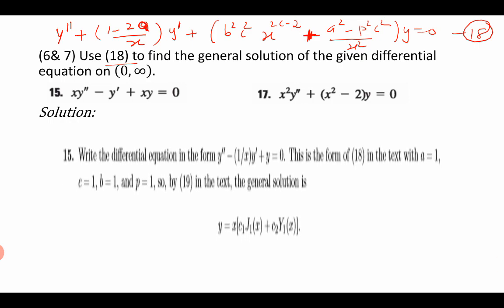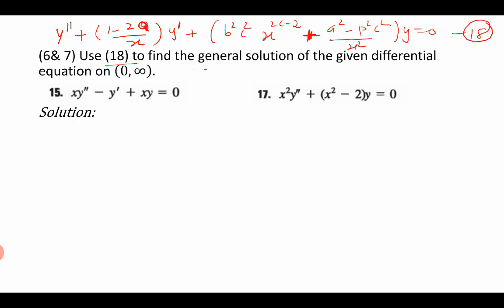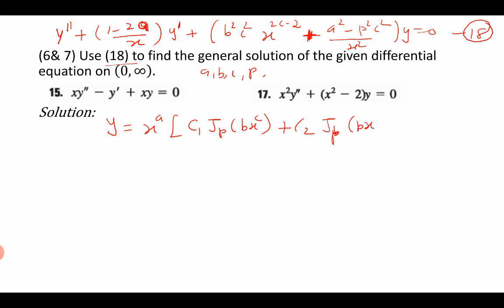Now if you find a, b, c and p from this problem, your general solution y is equal to x power a, c1 J_p of b x power c, plus c2 J_negative p or Y_p of b x power c, you can write, isn't it? That is the general solution. We are looking for this one, isn't it? But this is equation number 19 in the textbook.